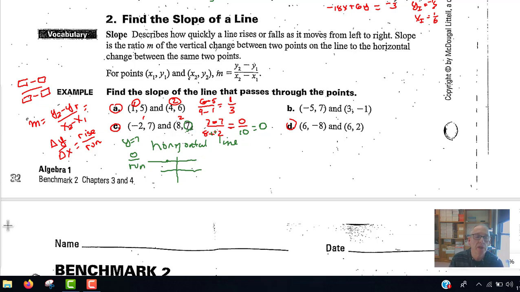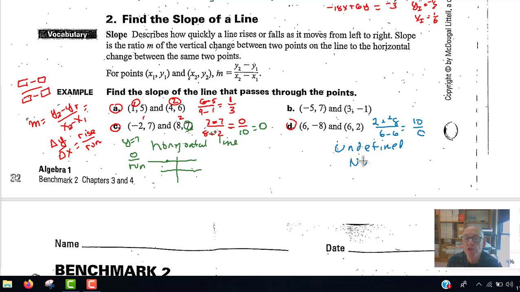Now let's look at D. This is a different case here. Notice with D, the x's are the same. So let's see what happens with that. We're going to do 2 take away negative 8 for the change in y's over 6 take away 6. So 2 take away negative 8, if I do plus opposite, is going to be 2 plus 8, which is 10. And the 6 take away 6 gives me 0. Now we can't have division by 0. That's actually undefined.